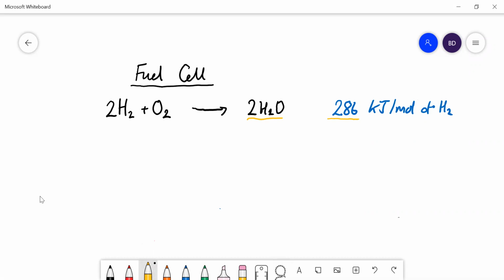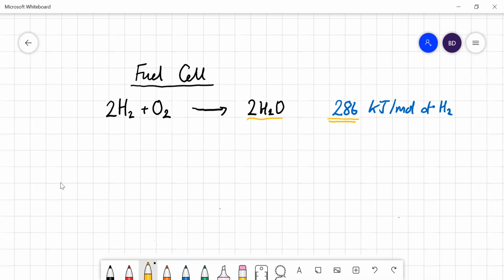That's not very useful. What the fuel cell does is use the energy of this reaction to drive an electric current around. So instead of being wasted as just heat, you can control it. You can have as much current flowing or as little current flowing as you want. It's a much more efficient way of using the energy. Right, so let's see how it works.